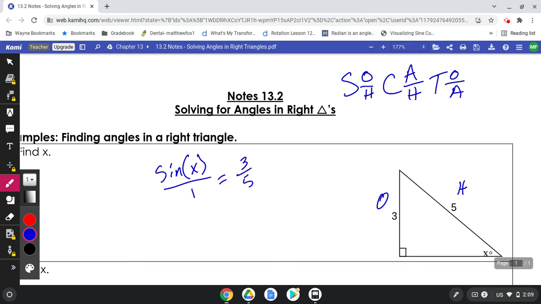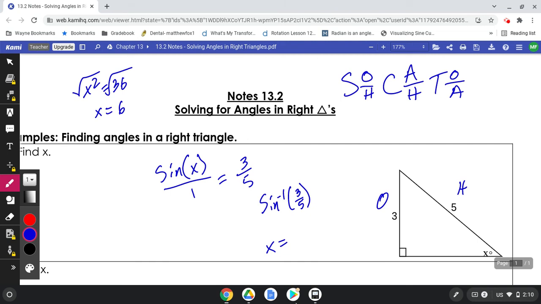Now, the best way I can describe this is kind of like how if we had x squared equals 36, we would take the square root of both sides, we would get x equals 6. In the same way, the square root and the square are inverses of each other, so we have to take the inverse of sine. The inverse sine looks like this, of 3 over 5, and that will tell us what x equals.